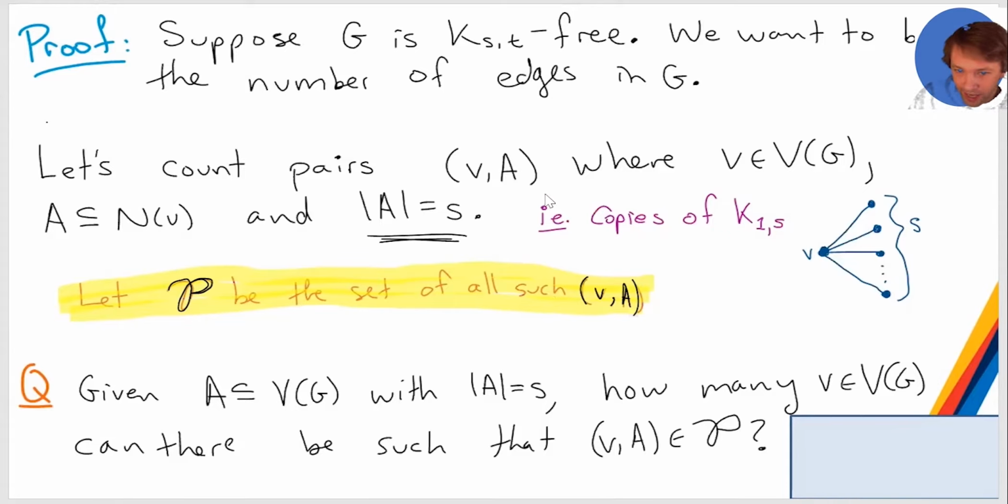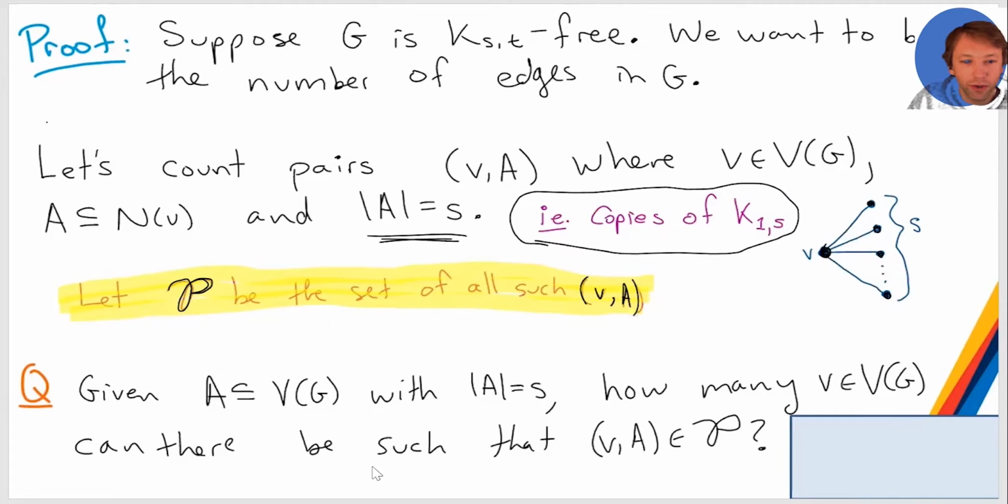And by the way, this is the same as counting copies of K_{1,S}, right? It's just a vertex and a set of S vertices that are adjacent to that vertex. So the size of the neighborhood, or in other words, the degree of v, choose S. Okay, that's exactly what I was going for.